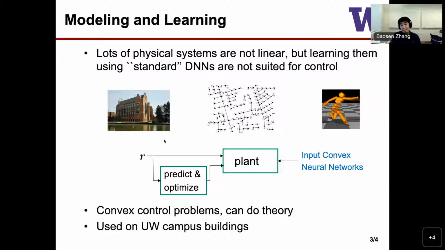But it turns out we use our standard deep neural network to model these kinds of buildings. It's not a very nice control problem. So it turns out the right way to use data and use neural networks is to constrain the neural network. So here we developed something called input convex neural networks. And when you put these as models into a control problem, you get convex optimization problems, which are much easier to solve. And another big benefit is that it allows you to do theory, right?